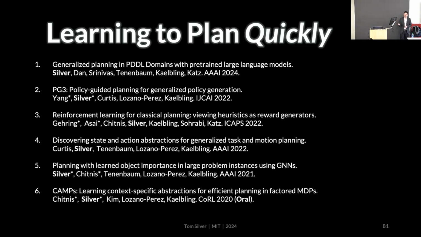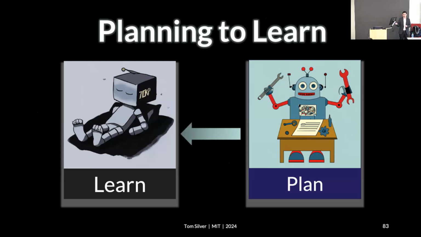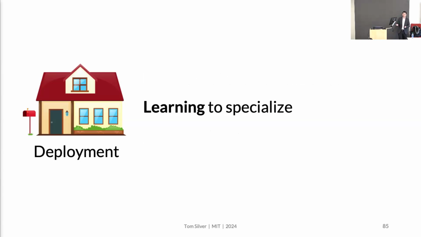But in the last part of the talk, I want to talk about an inverse problem, which is not learning to plan, but is instead planning to learn, where the robot is going to use its ability to plan to a certain degree to collect additional data online and then learn from that data to get better at planning. So this goes back to my motivation from the beginning, where we want to have robots that can learn to specialize once they're deployed.